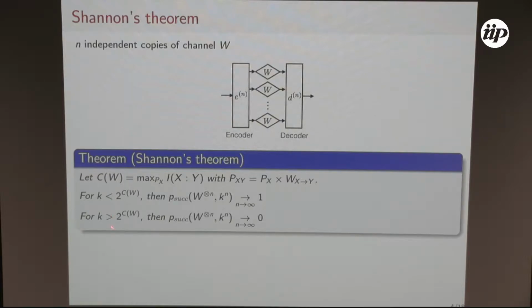And then we have this very nice threshold behavior, which says that if the number of messages I try to send is smaller than 2 to this quantity, this capacity, then the success probability goes to 1. But if I try to send more than this number of messages, k is strictly bigger than 2 to the capacity, then the success probability goes to 0. Technically this was not proven by Shannon. This is what we call strong converse, but in spirit, it was proven a bit later.